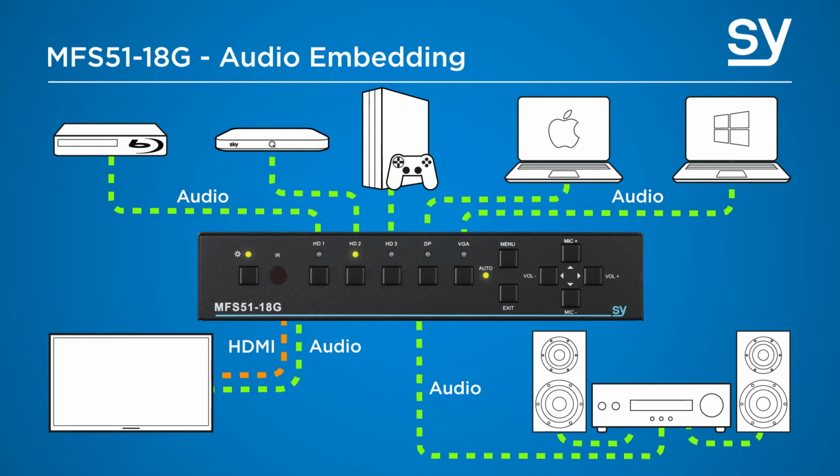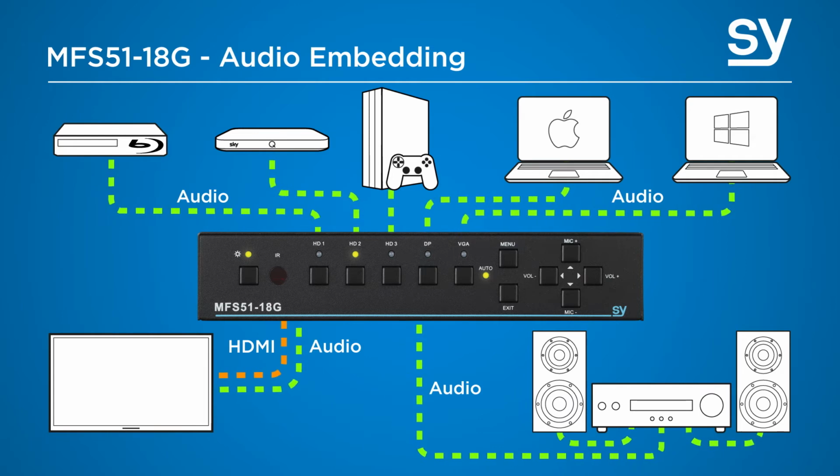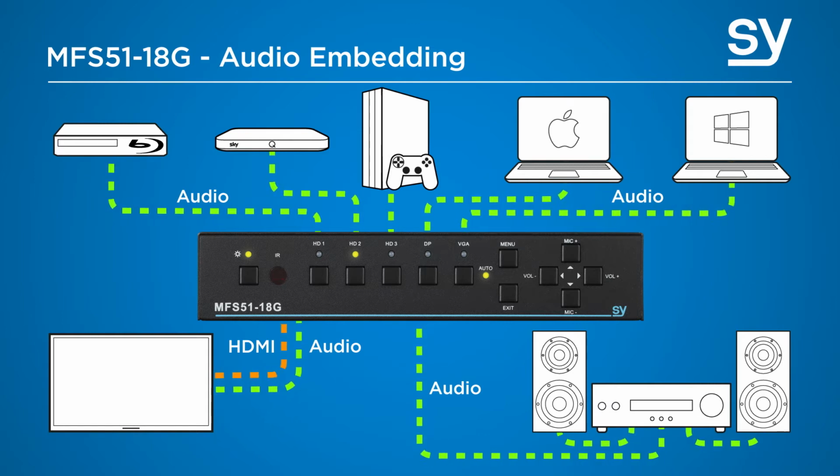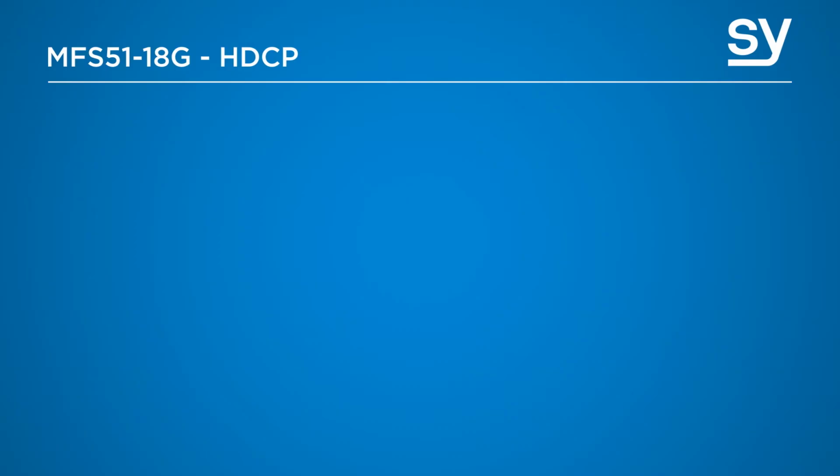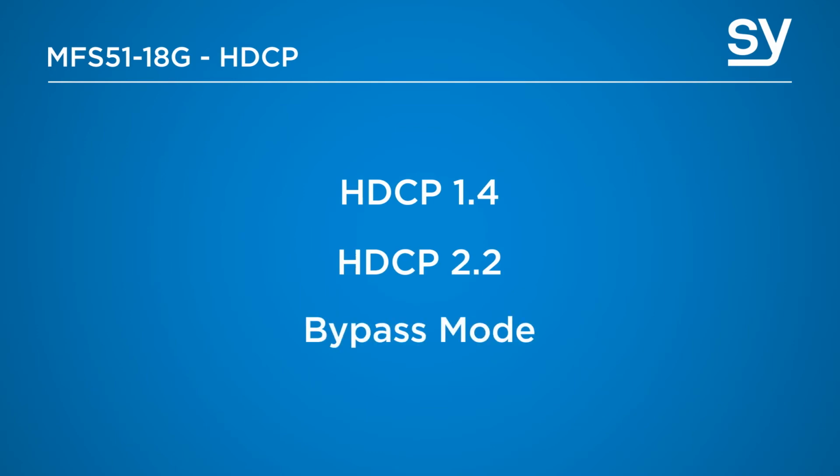Now let's talk about some of the other features. Audio embedding. Each input can be individually set to use its own embedded audio signal, or you can choose to use any one of the 5 external analog audio inputs to use for any particular video input source, so you can match any audio source to any video source. HDCP management is included in this device. You can select between version 1.4, 2.2 or put it into bypass mode.